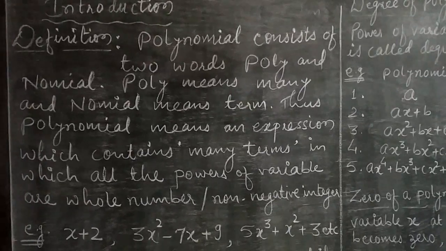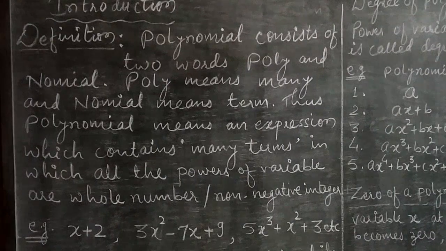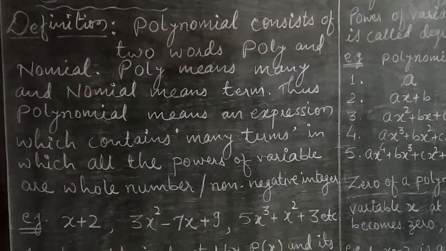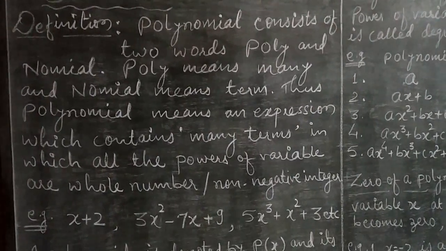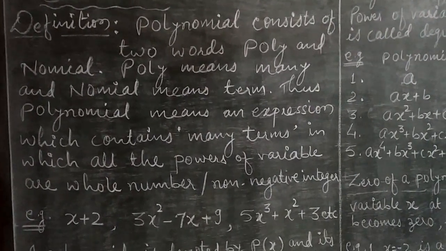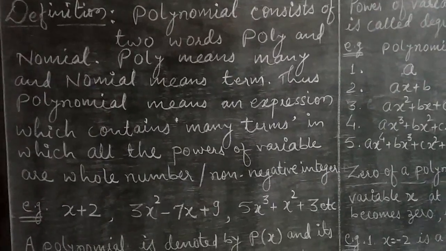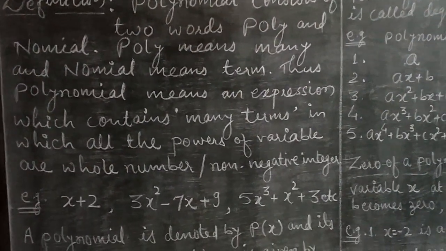So the definition of polynomial seems to be an expression which contains many terms, but it is not the exact definition. So what is the exact definition? An expression which contains many terms in which all the powers of variable are whole numbers or non-negative integers.